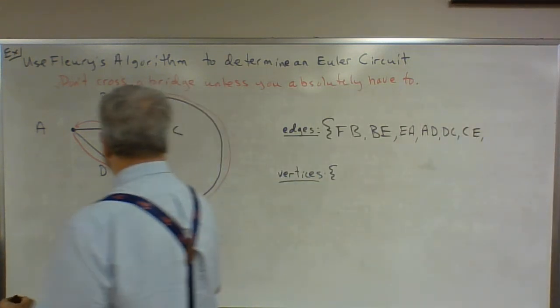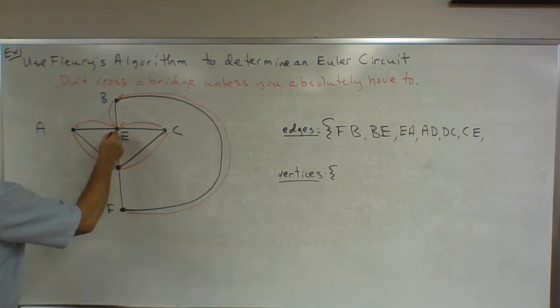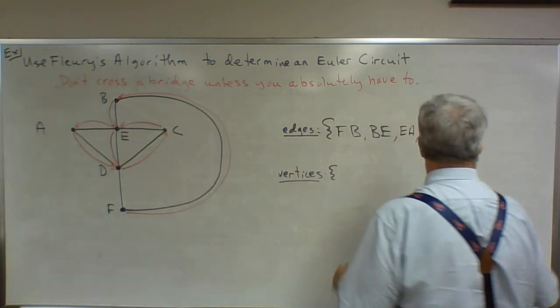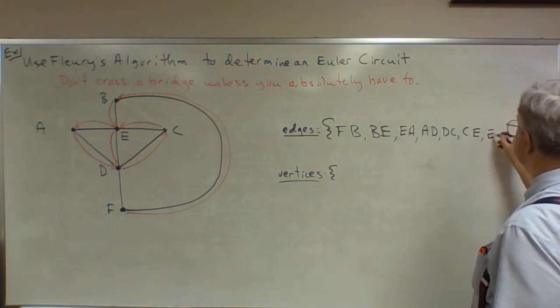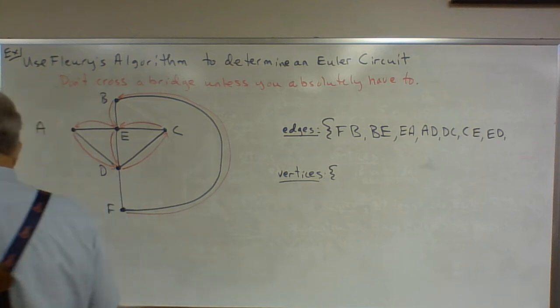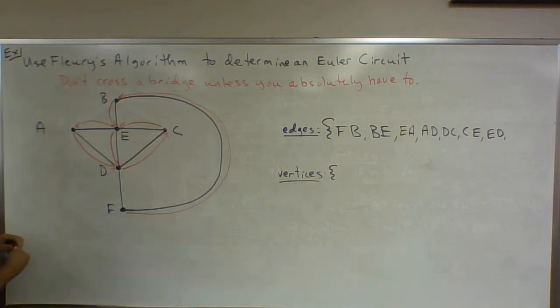From E, there's only one place we can go. We've got to go to D. And from D, there's only one place we can go, and that's back to F. Holy moly, we completed the circuit. We started at F, we ended up back at F.